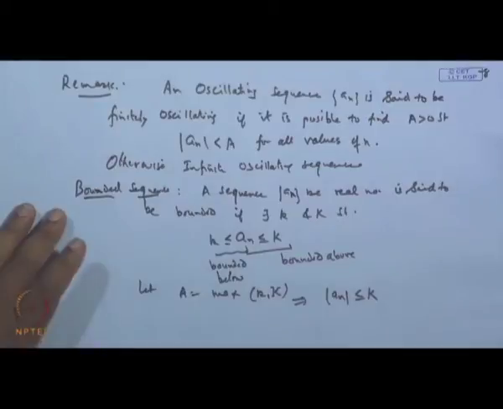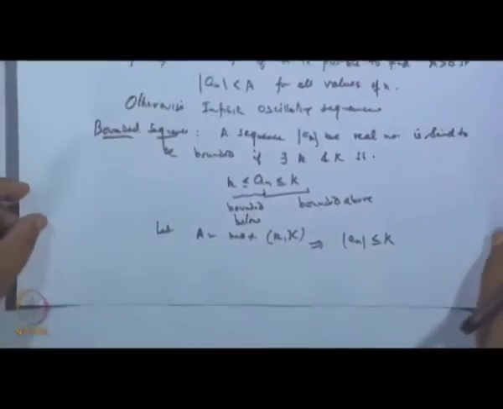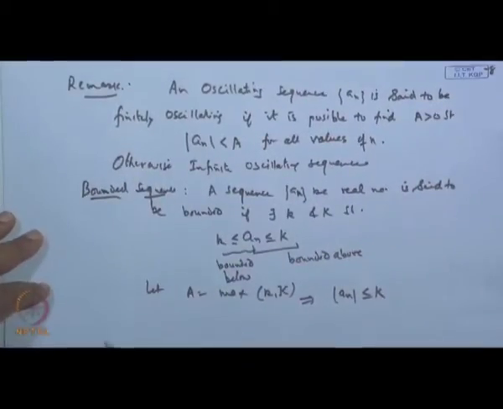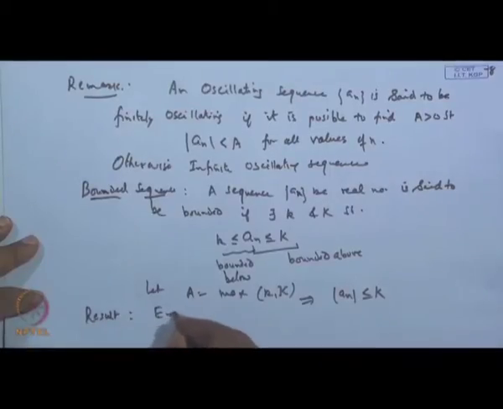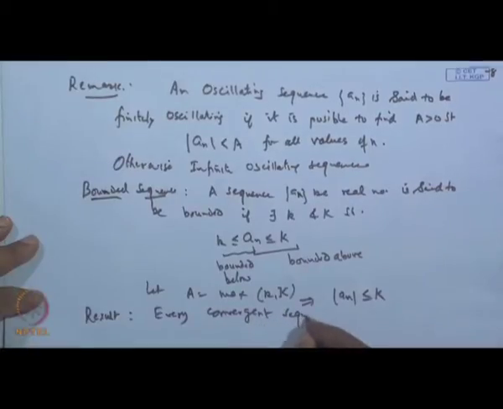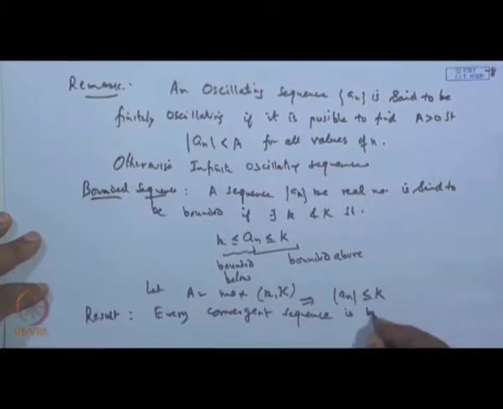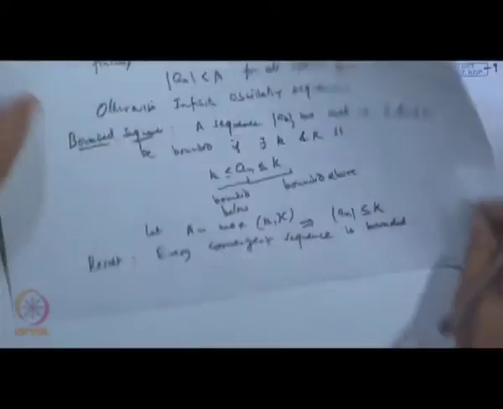Every convergent sequence is a bounded sequence, that we have seen. So, the result is: every convergent sequence is bounded. What about the converse? Can you say every bounded sequence is convergent? The answer is no, the converse is not true.